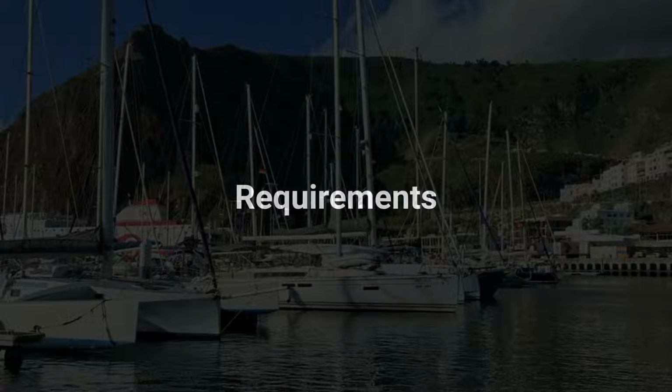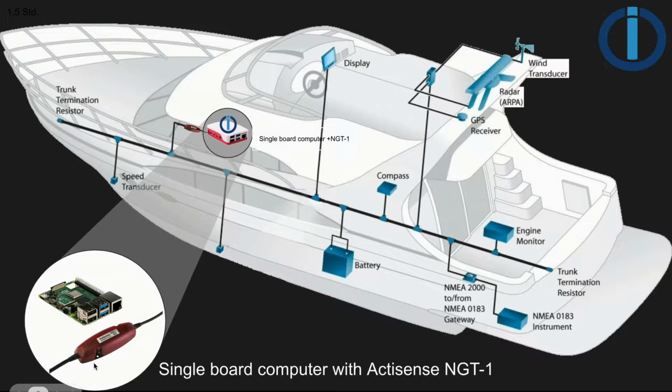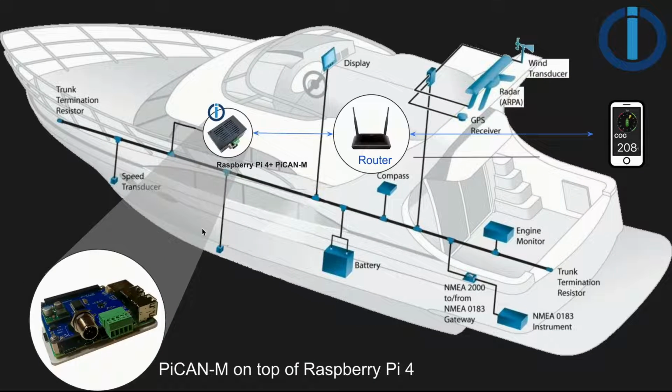To connect ioBroker to the yacht, you can use one of two options. Use the Actisense NGT-1 in conjunction with any single board computer, for example, Raspberry Pi 5. Or use the dedicated PiCAN-M board in conjunction with a Raspberry Pi 4.